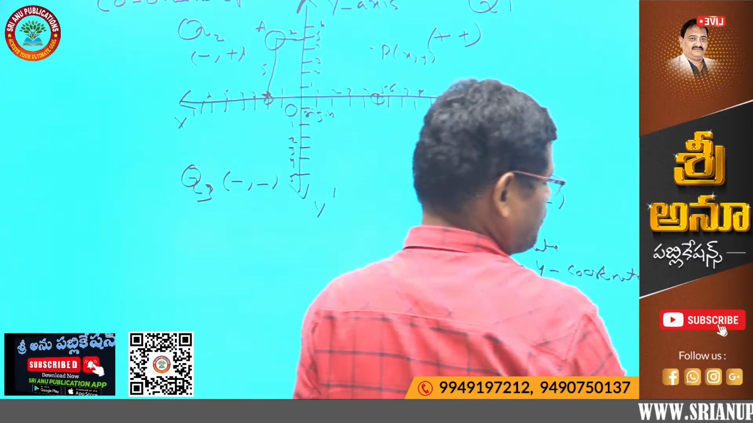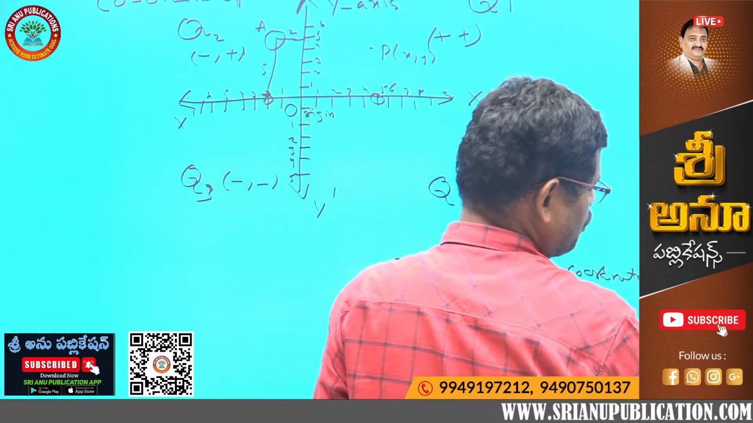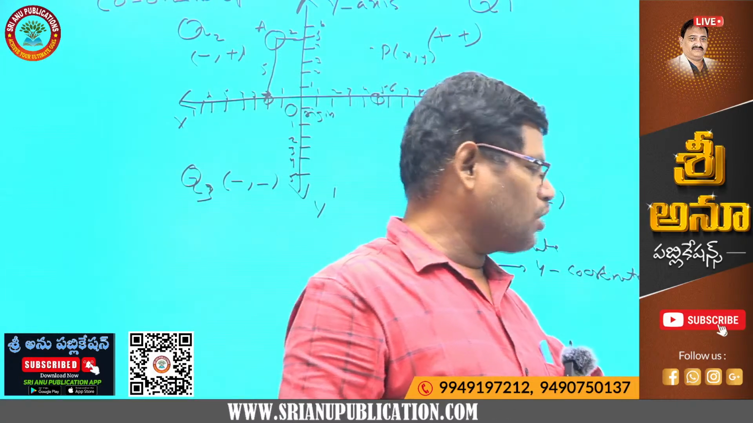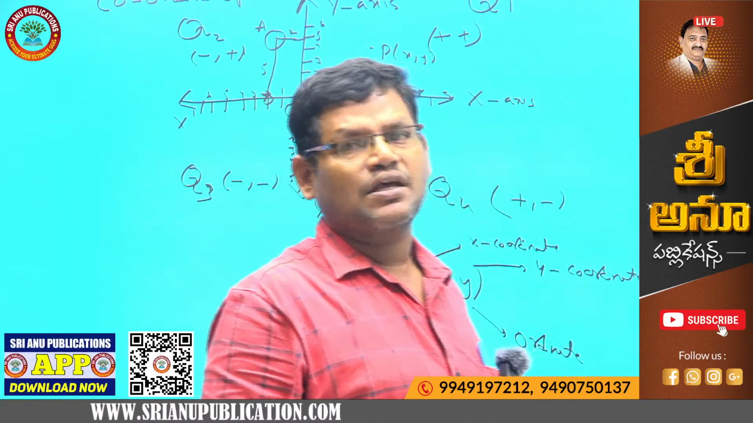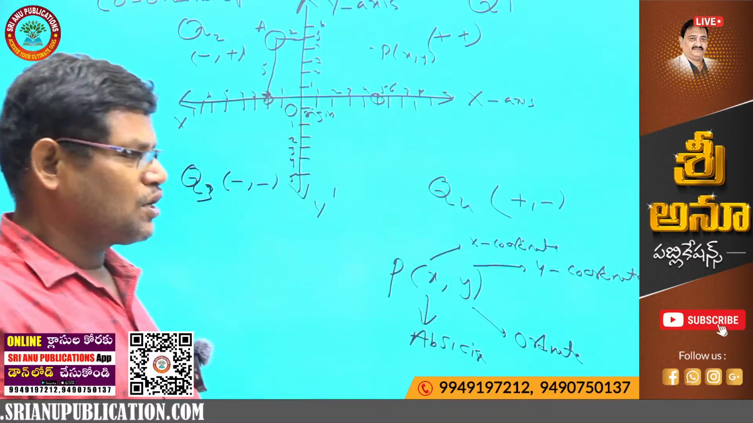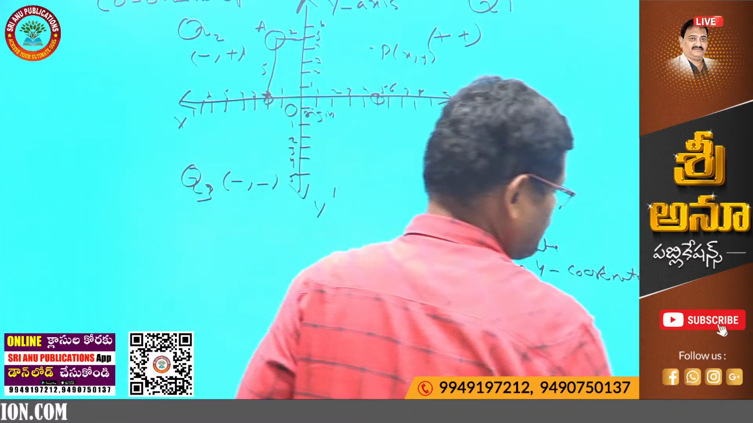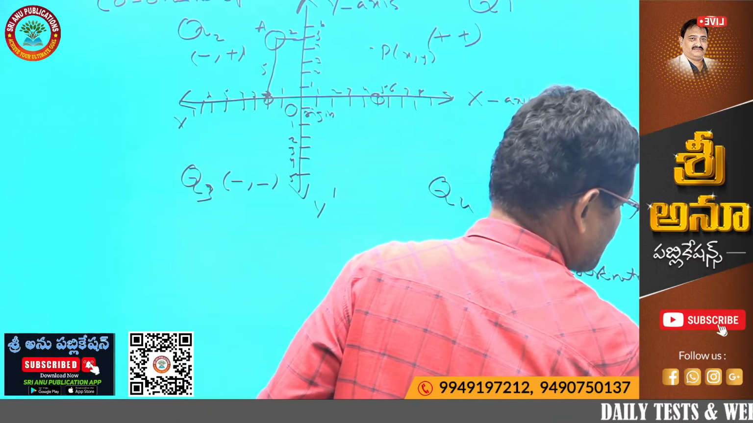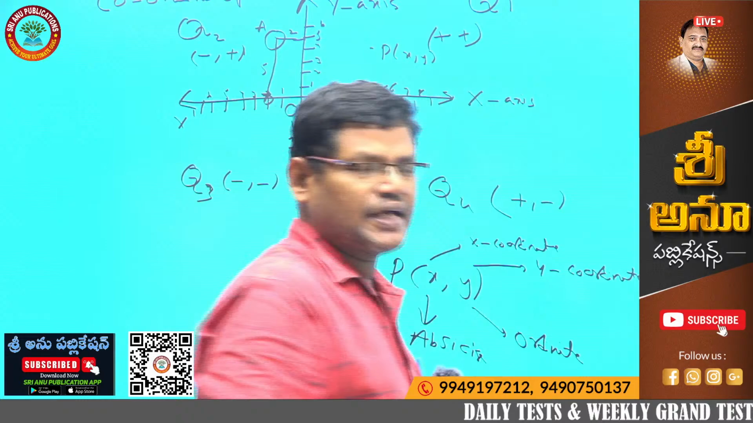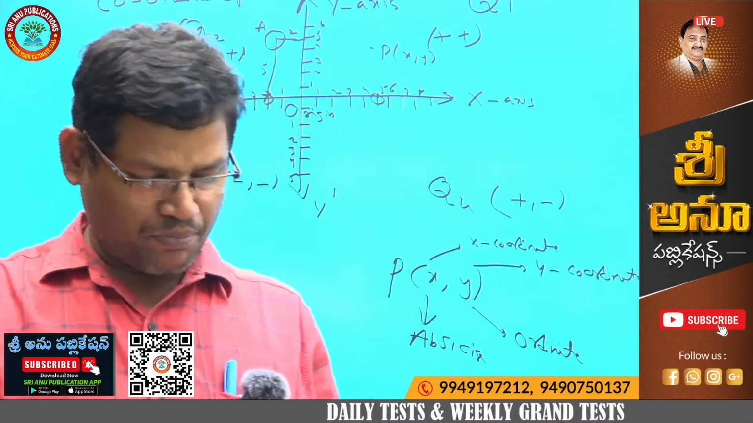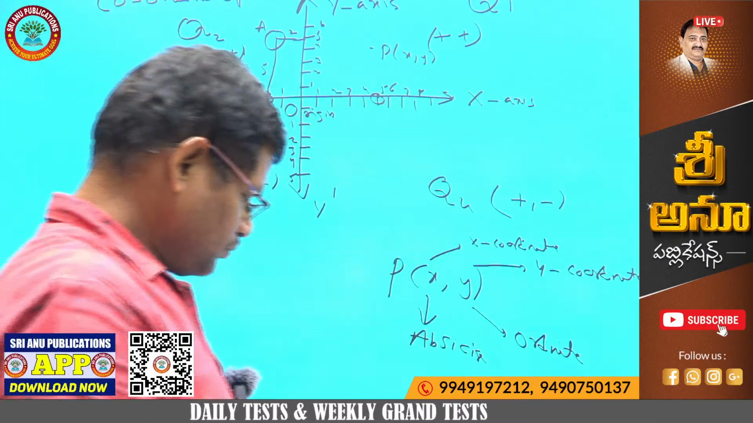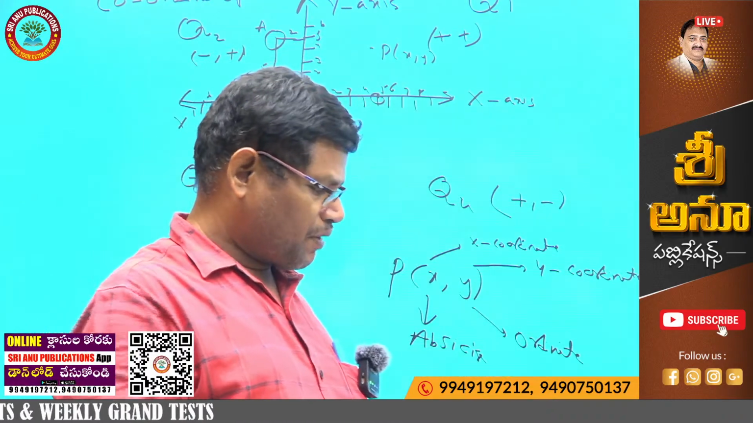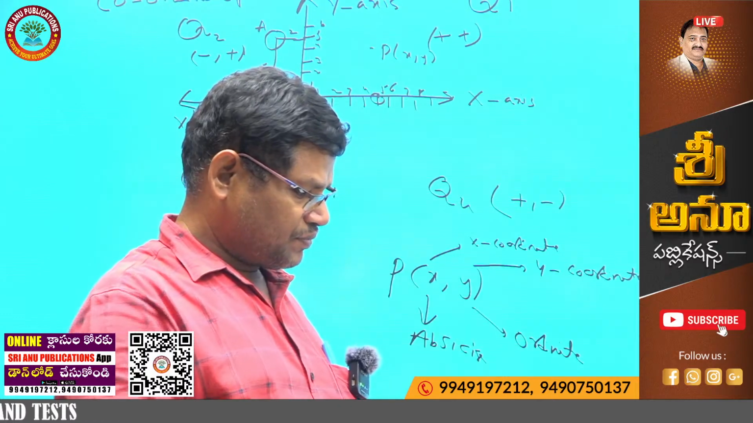Suppose you are taking some point D, 0 comma minus 7. 0 comma minus 7 means it lies on the negative y-axis. So I am giving one more point here, some point E, minus 5 comma minus 5. Where will it lie? Please give the answer, all of you. Answer this question: the point E, minus 5 comma minus 5, where will it lie?